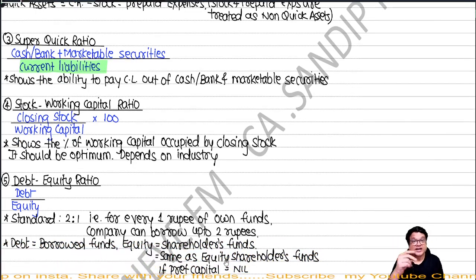Okay. Debt equity ratio, very simple, very student friendly ratio, guys. Debt upon equity. Take the first word, put it in the numerator. Take the second word, put it in the denominator. That simple, people. That simple.